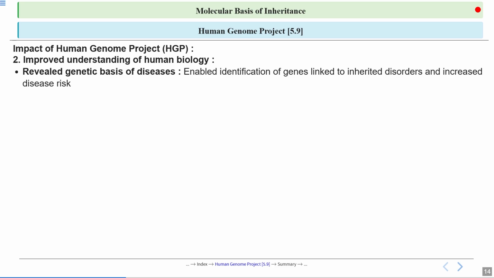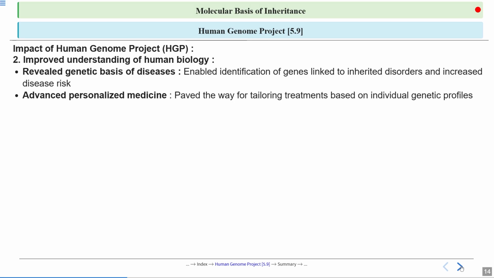But we know that if that person is going to marry another person who has that kind of gene only, then we can know that their progeny are going to have this disease. So it will make us understand, okay, these are the genes which are linked to inherited disorders, and this can increase the disease risk. So this is a very good application of this Human Genome Project.